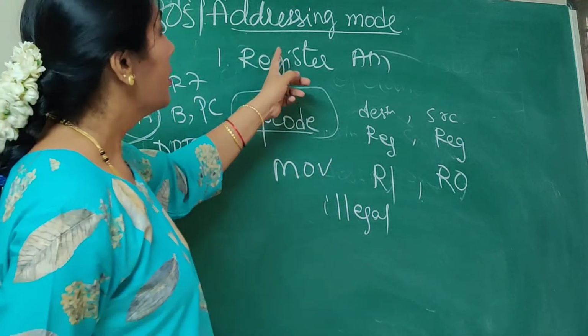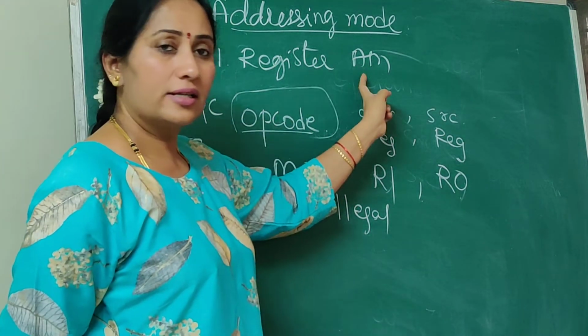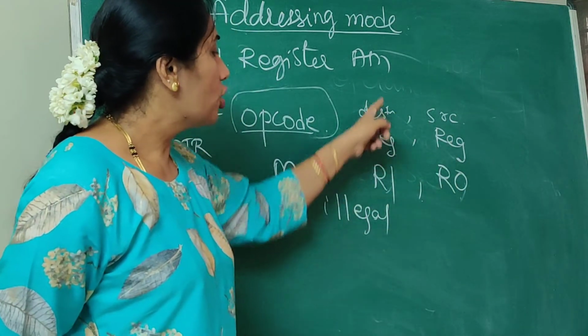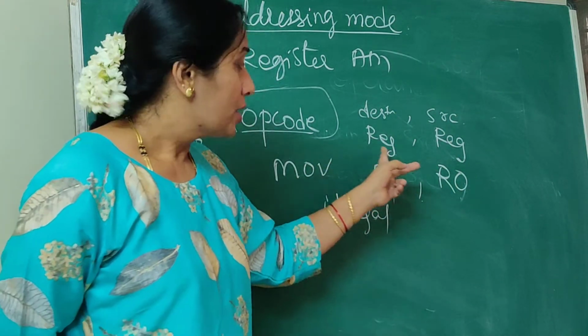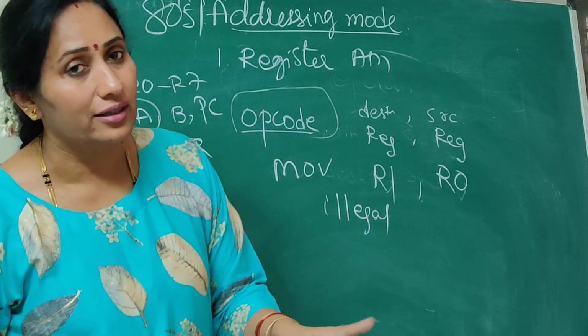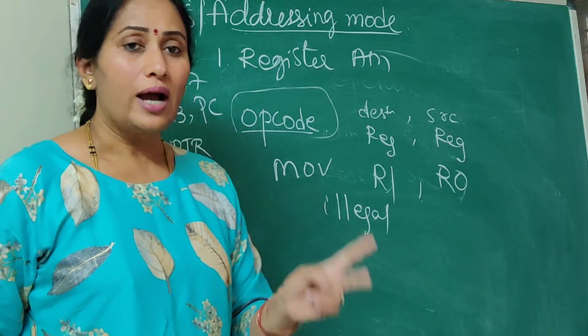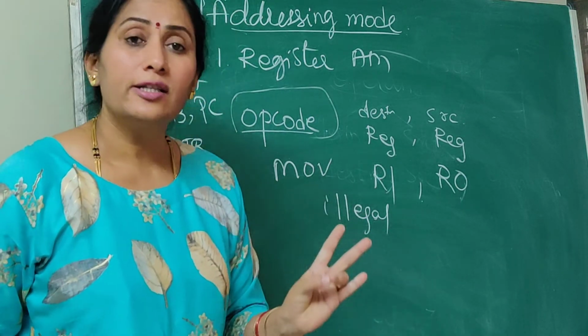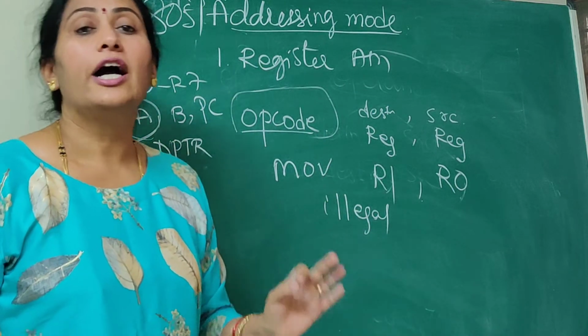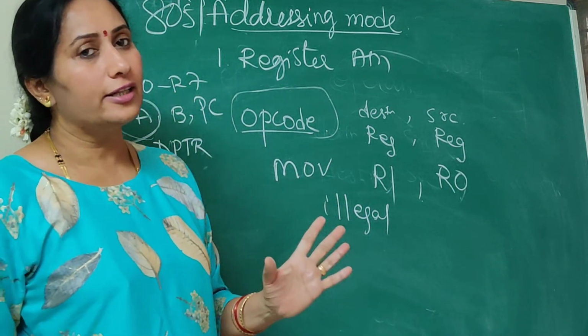What I am saying now is, in the register addressing mode, the source operand will be a register and the destination operand will also be a register. You cannot take two working registers in the place of the source and the destination. Either in the place of the source or in the place of the destination, you should have the accumulator. The accumulator must be in one place.